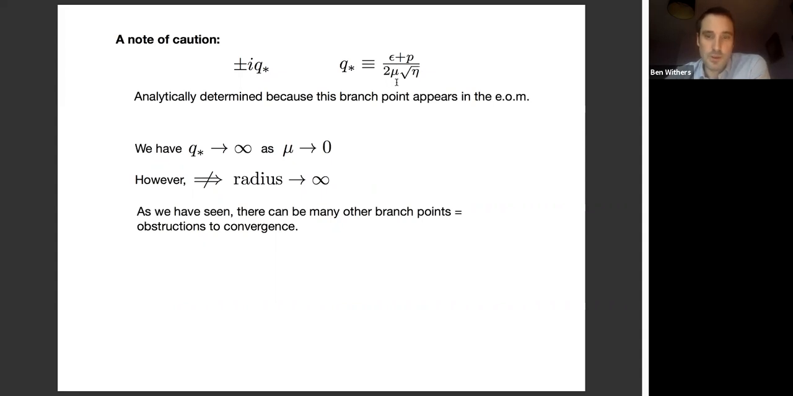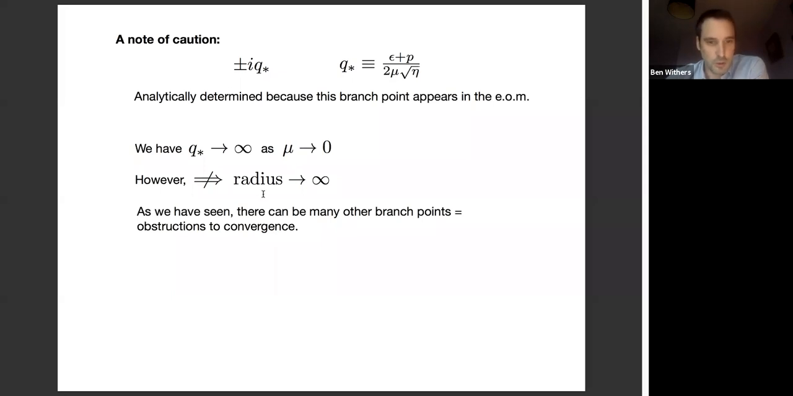As you send mu to 0, this will no longer be the closest singularity to the origin, so it does not follow that the radius goes to infinity. And as we have seen, there are many other branch points. We've seen at least 3 or 4 other branch points in this talk. So one has to track all of them and look, as a function of the chemical potential, at which ones are setting the obstruction to convergence.